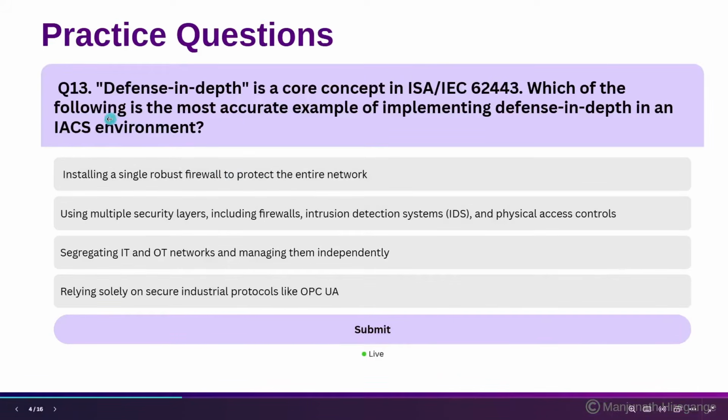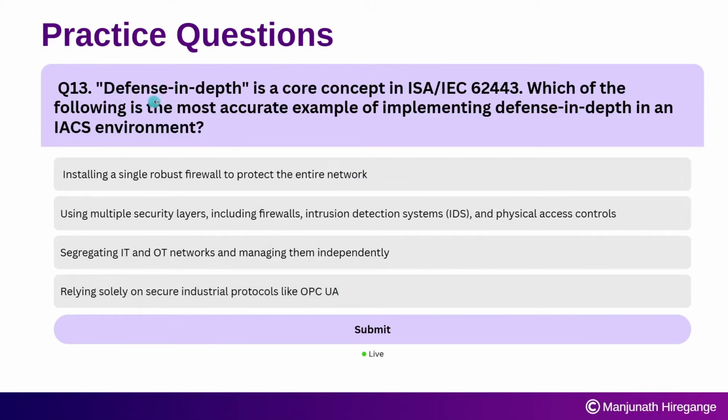So the question number 13. Defense in depth is a core concept in the 62443 standard. Which of the following is the most accurate example of implementing defense in depth in an IACS environment? Installing a single robust firewall to protect the entire network; using multiple security layers including firewalls, intrusion detection systems, and physical access controls; segregating IT and OT networks and managing them independently; and relying solely on secure industrial protocols like OPC UA. So which option is correct?